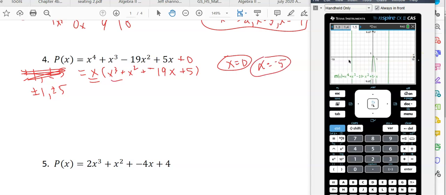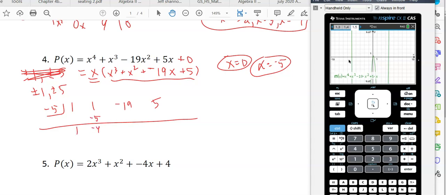So I've already taken out the 0. Let's just start with this and take out the negative 5. So negative 5 in the box. I already took out, so 1, 1, negative 19, and 5. So 1, negative 5, negative 4, 20, 1, and negative 5, which is 0. It's x squared. So this is a quadratic, so we get x squared minus 4x plus 1 equals 0.